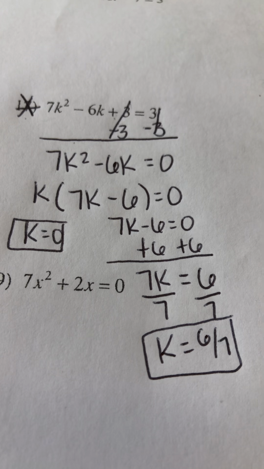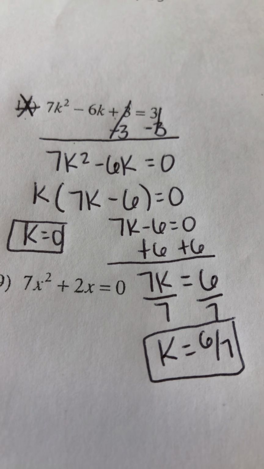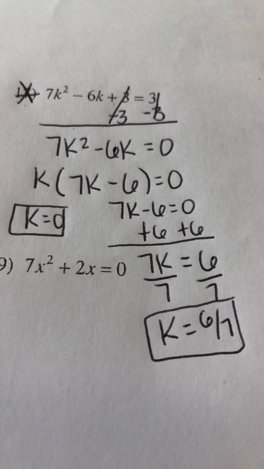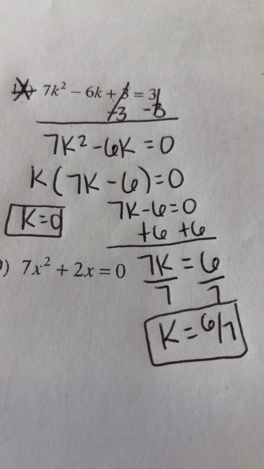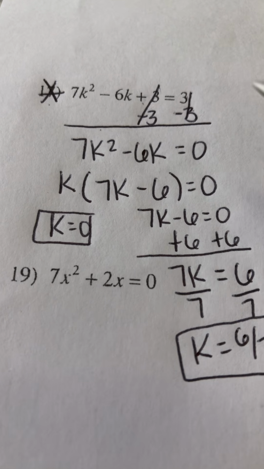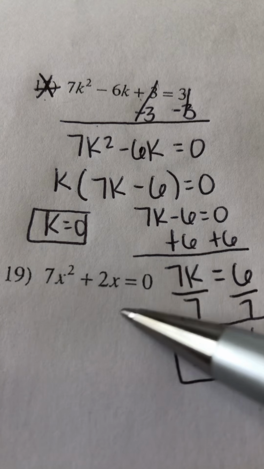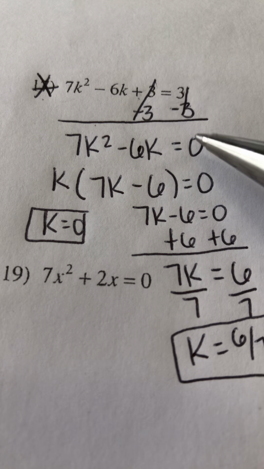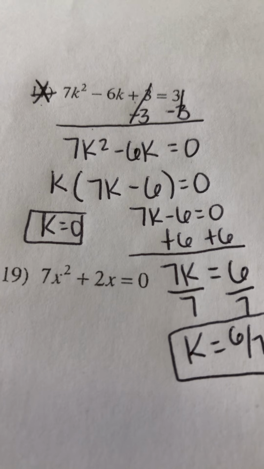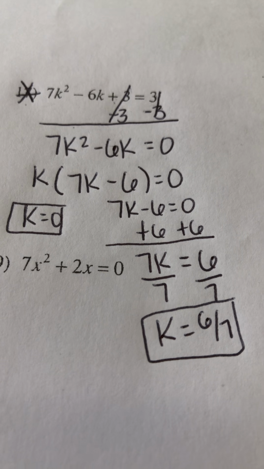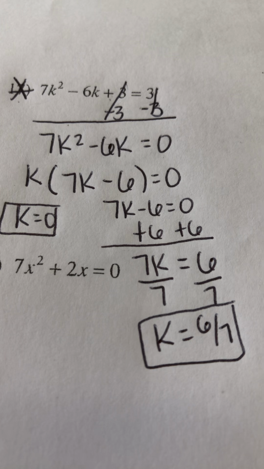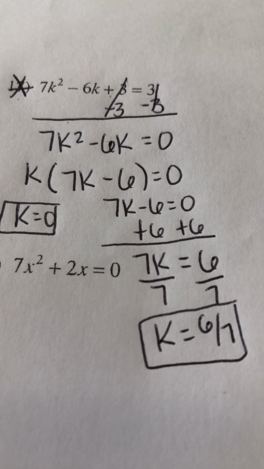So it looks hard, but it's actually quite easy. You don't actually have to factor anything, you just have to factor out the GCF, which is just k. And number 19, this one right here, is done exactly like this one, except it starts from this step. So that's number 17.